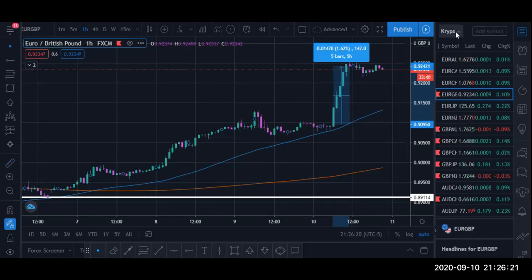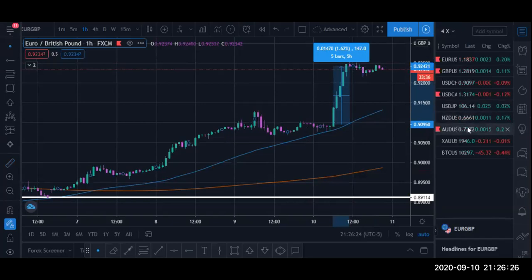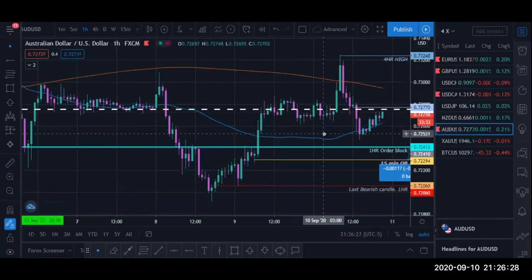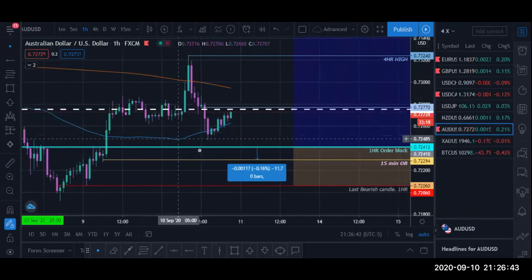So let's peep what the boys got. This AU looks nice. I got this 1-hour order block right here, that's what I really have my eye on. Right below that is a 15-minute order block. So if it does dip a little lower, I do partial trades. I'm going to do a 0.01 or 0.02 at a time. That's just me. When it goes lower, I'm always confident in my analysis.